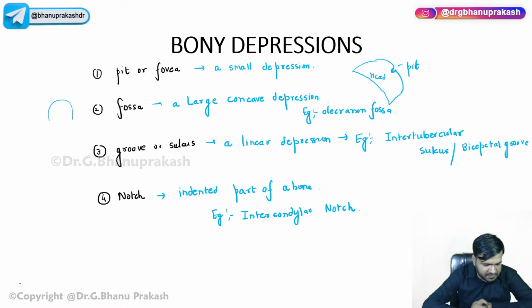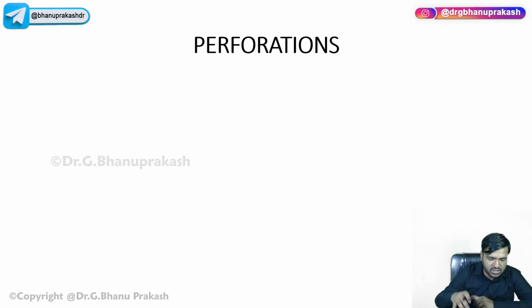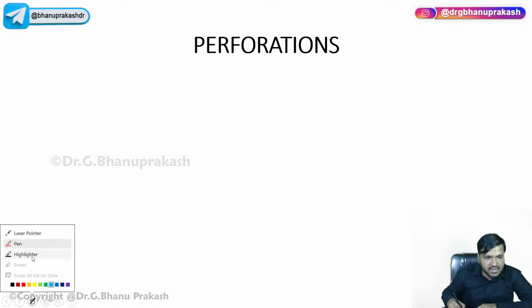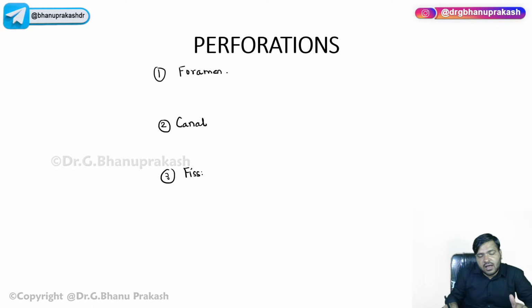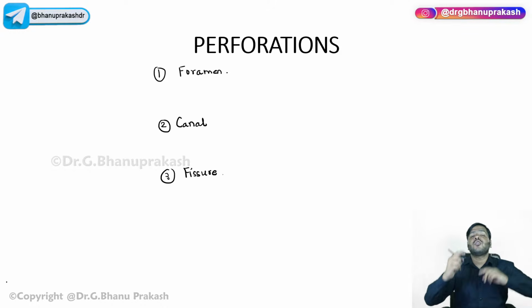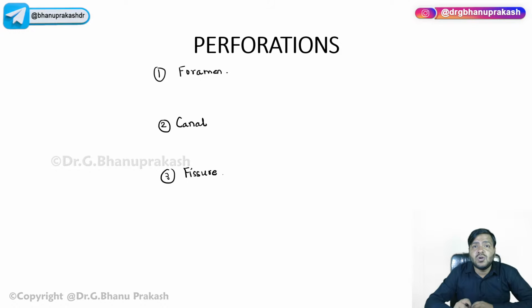What about the next part, guys? That is the perforation. Perforations again are of three types: foramen, canal, and fissure. Now, foramen, you already remember when we were drawing the diagram for the long bone, I've already told you that there is a foramen called the nutrient foramen.